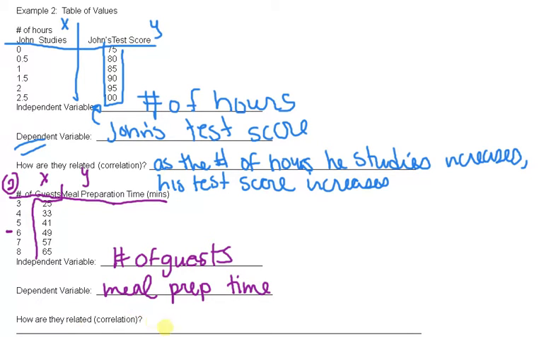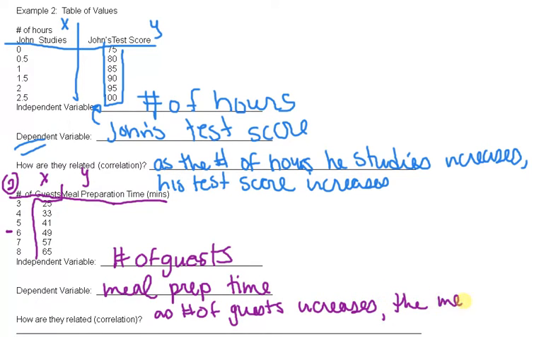Okay, and how are they correlated? As the number of guests increases, the meal prep time, prep as in preparation, prep time increases. So both of these graphs are going to look like this.